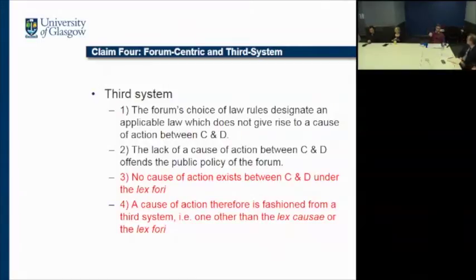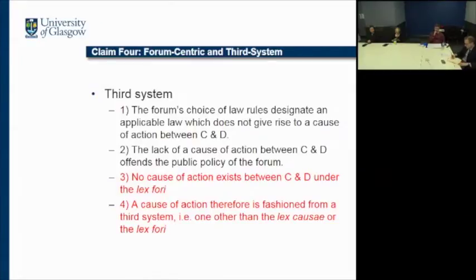Why it's so controversial is the obvious conflict between stages 2 and 3. How can the forum find a lack of a cause of action offensive to its public policy if it itself wouldn't create a cause of action there? And the answer to that probably is that public policy doesn't care so much about the content of the law, it cares about the effects of applying it. And there are certain circumstances in which the effect of applying it is so offensive that the forum will just ignore its own choice of law rules and pull something else out of thin air.